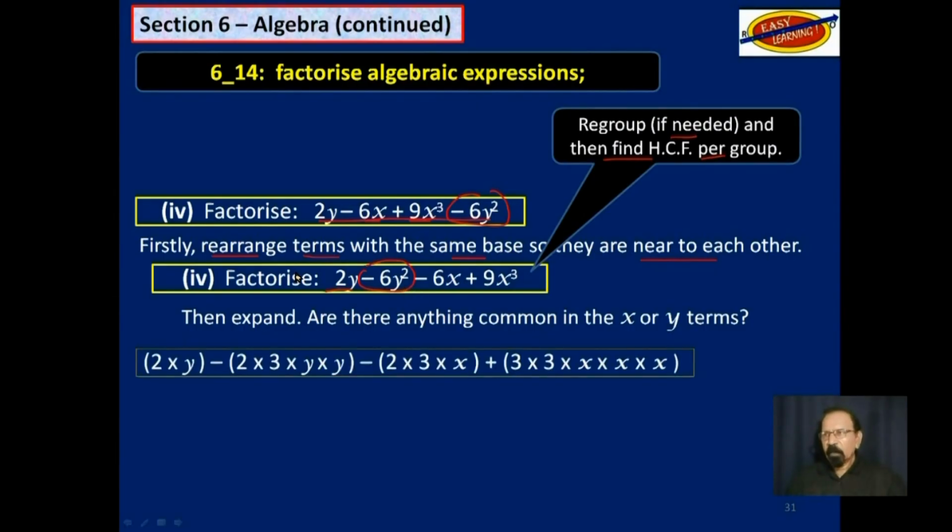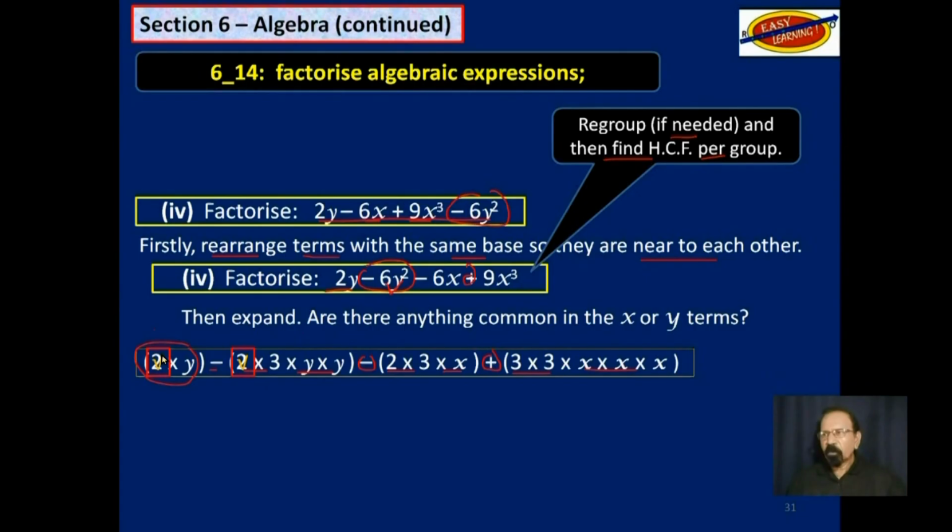This 2y is this, minus 6, that's 2 times 3, y squared, minus 6x, that's 2 times 3 times x, plus 9x cubed. Well, 9 is 3 by 3, and this is x cubed. So let's look at the y and then the x and see if we have anything common.